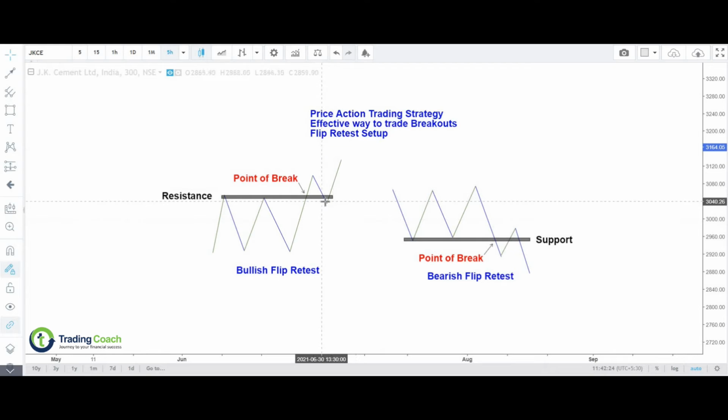When we try to do that, there are two different benefits to it. First of all, we can avoid getting trapped in the market. And number two, we will be able to get a very good trading opportunity. We will be able to capture a very good risk reward from this particular setup. So bullish flip retest is nothing but an upside breakout and a retest. Likewise, bearish flip retest is nothing but a downside breakout and a retest.